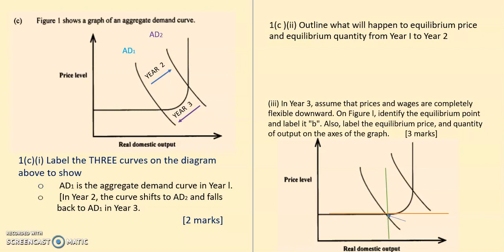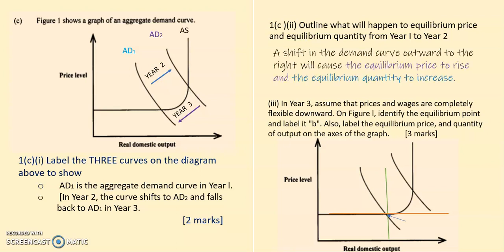Now the next part of this question says, outline what would happen to the equilibrium price and the equilibrium quantity if you move from year 1 to year 2. Well, as I said just now, if you look at the graph, if we were here at this output and then there was a shift in demand upwards to the right, then you can see that there will be an increase in real domestic output. But also you would recognize that there would be an increase in the price level. So what can we write for this? We could write: a shift in the demand curve outwards to the right will cause the equilibrium price to rise and the equilibrium quantity to increase. All right, there's 2 marks. So everything is there.